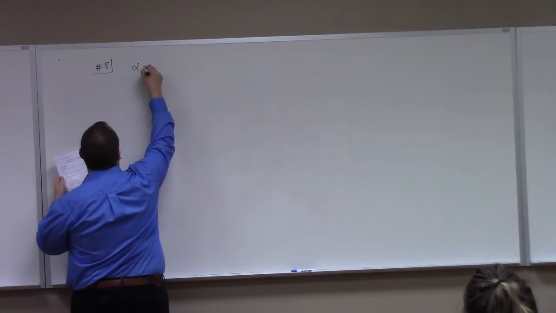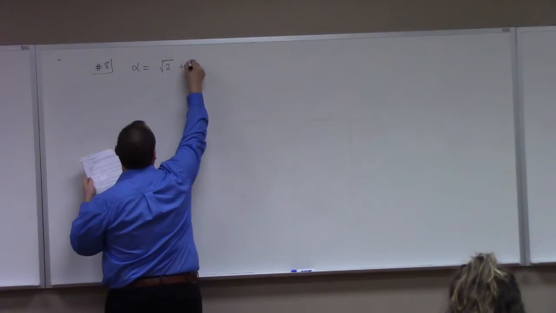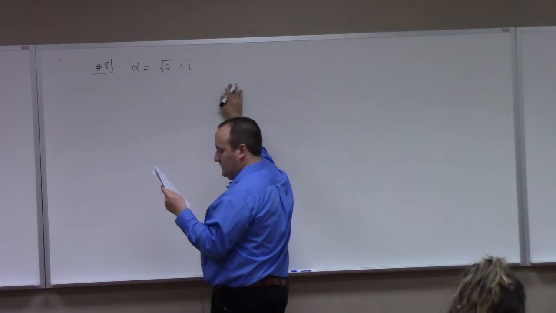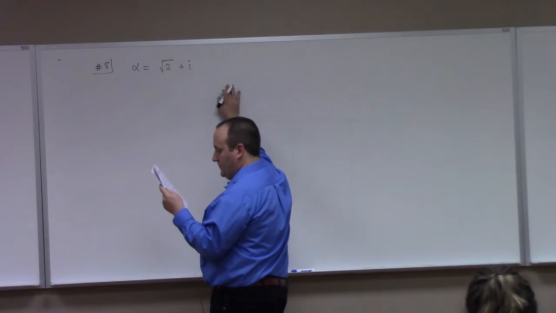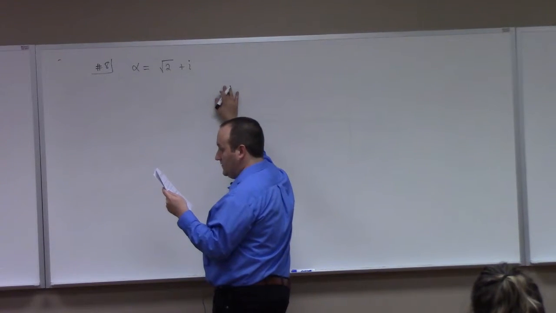Number 8: I've got alpha equal to the square root of 2 plus i, right? And I'm supposed to find the irreducible polynomial of alpha over Q and the degree of alpha over Q for the given algebraic number, and be prepared to prove your polynomials are irreducible over Q if challenged to do so.